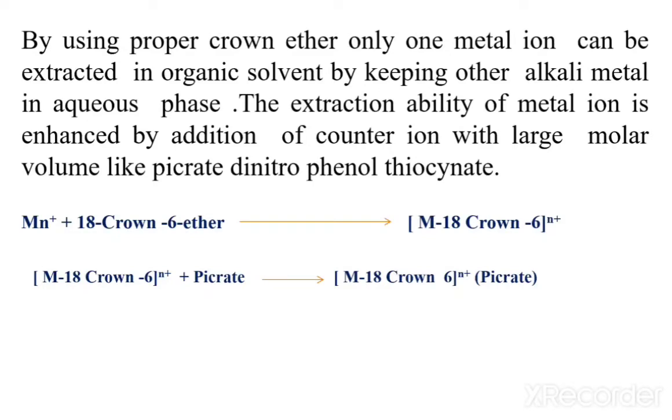Here the best example is M n+ with 18-crown-6 ether. The first step is complex formation between the metal M n+ and this 18-crown-6 ether, and we get the metal 18-crown-6 complex, M n+. Next, if you add the counterion like the picrate molecules, picrate, dinitrophenol, thiocyanate, there is a replacement, and the picrate counterion forms the complex with this 18-crown-6 ether. That means we get the metal M 18-crown-6 n+ picrate.